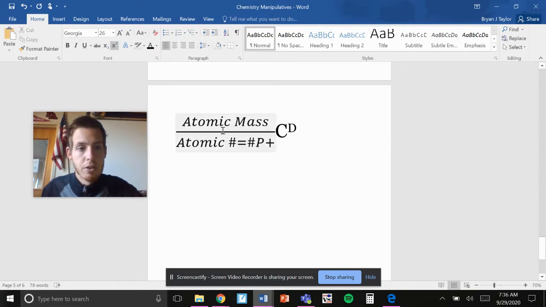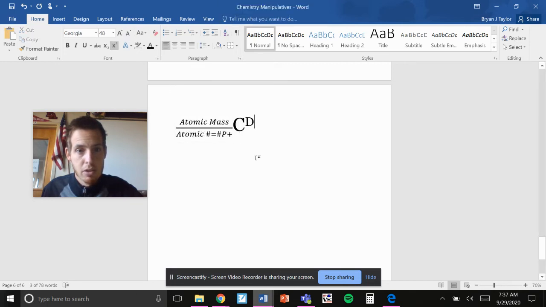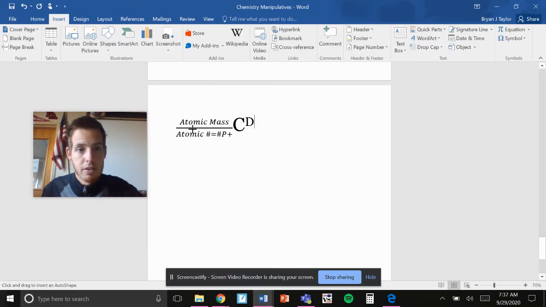Now, there's a slick trick with why this works. If the atomic mass is up top and the atomic number, which is the number of protons, is at the bottom, there's a nice trick. I'm just going to shrink this a little bit to make it look better for everybody. And that trick is this.